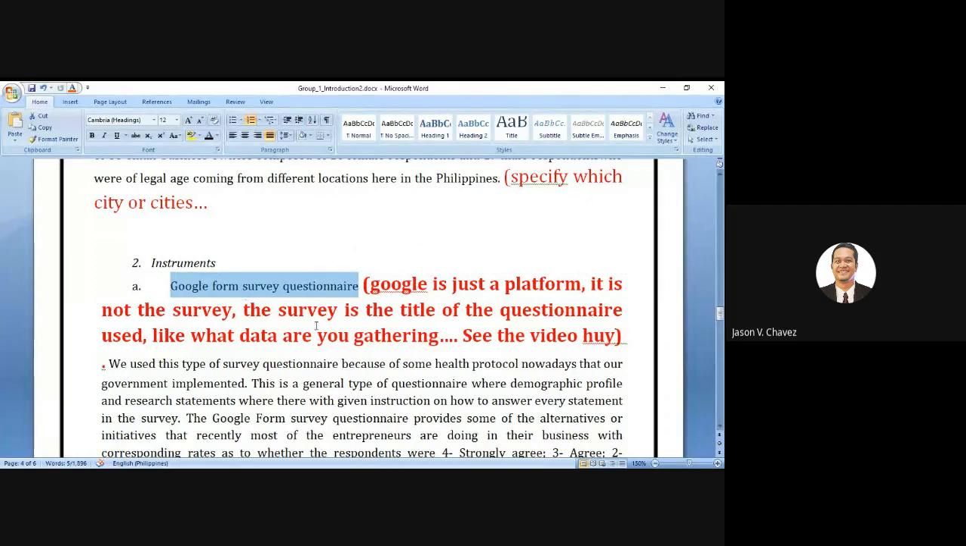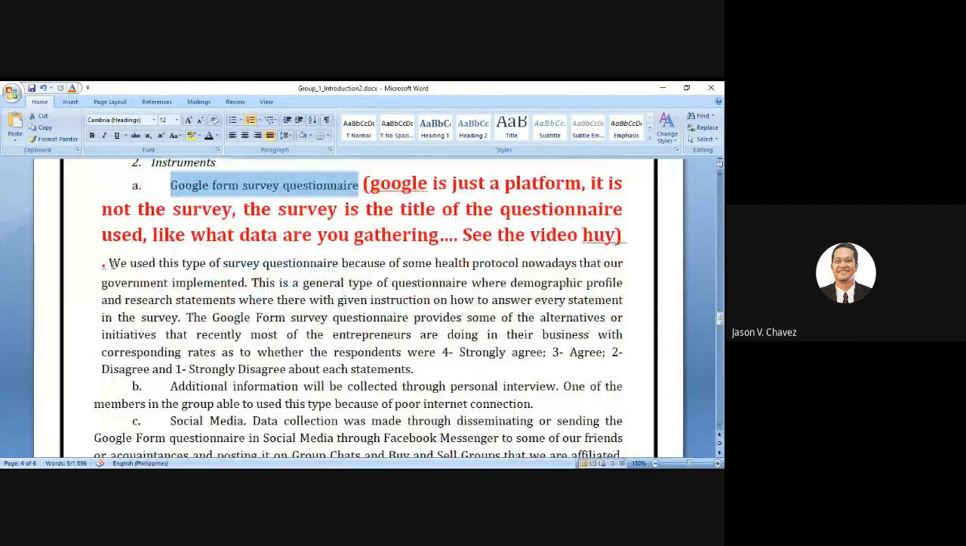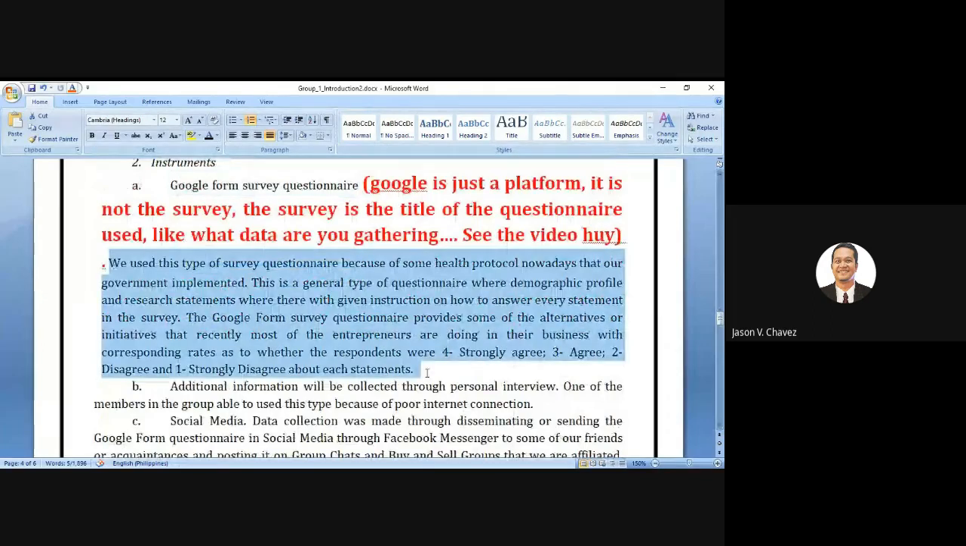So, maybe this is a survey on logistics or marketing, right? A marketing survey, like that. Not the Google Form. And you can explain what the purpose of this survey is. Like the sample that I gave. So, this is correct, there is strongly agree, and so on. But what's the purpose? Okay?